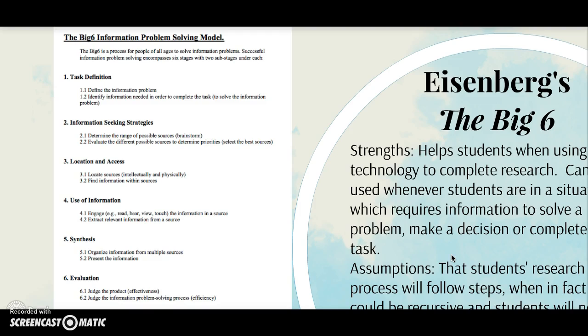Step 5, synthesis. Organizing information from multiple sources and presenting the information. And number 6, the evaluation. How was this process, was it effective for this research process that the students went through? So those are the 6 steps here.